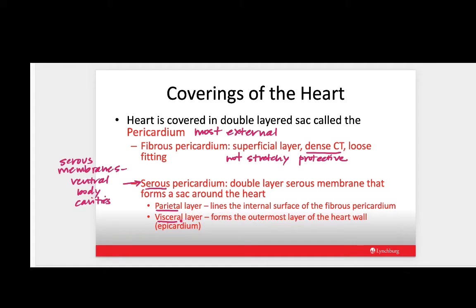And then the next layer is going to be the visceral pericardium. And this is actually the outermost layer of the heart wall, otherwise known as the epicardium. Okay, so visceral layer and epicardium are synonymous. They are the same layer, they just have two names because anatomists like naming things a lot. It's very exciting. And we also know that between the visceral and parietal layers, we have a layer of serous fluid, right? And that's going to happen right in between those two layers.